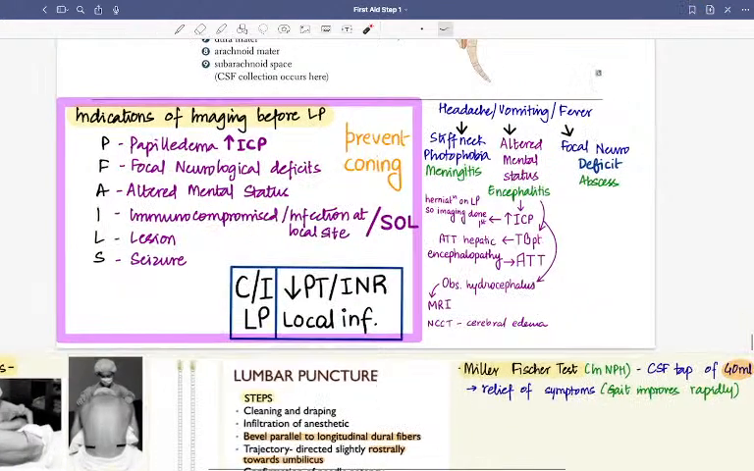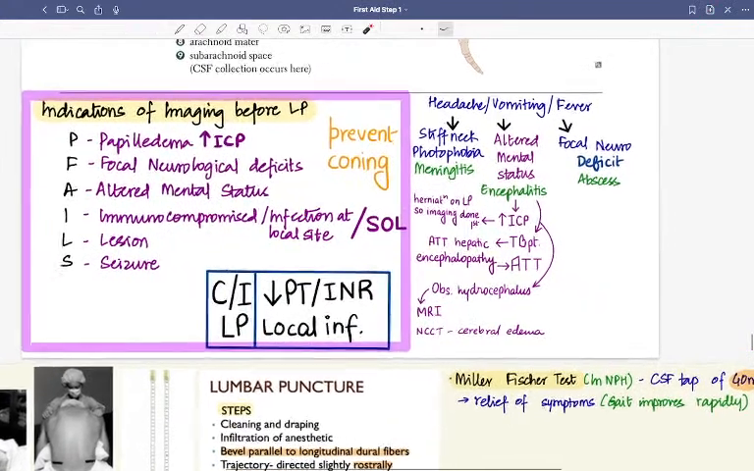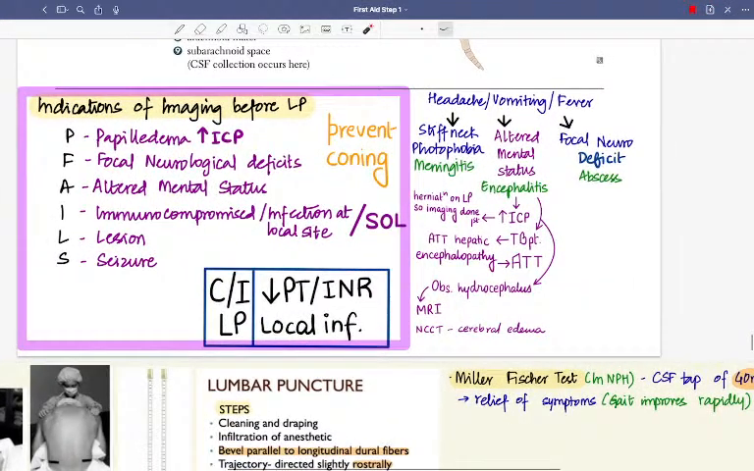So basically what you have is increased ICP. Obviously papilledema is a sign of increased ICP. Again, PFAI. So what was P? P was papilledema, F for focal neurological deficits, A for altered mentation, I was for immunocompromised. Immunocompromised means you can have HIV also.